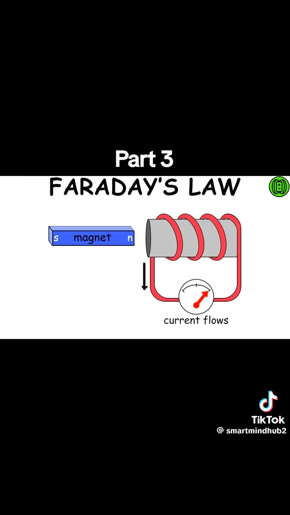Faraday's law. Faraday's law is a physical law that describes the phenomenon of electromagnetic induction, which occurs when the flow of the magnetic field through the surface delimited by an electric circuit is variable over time.